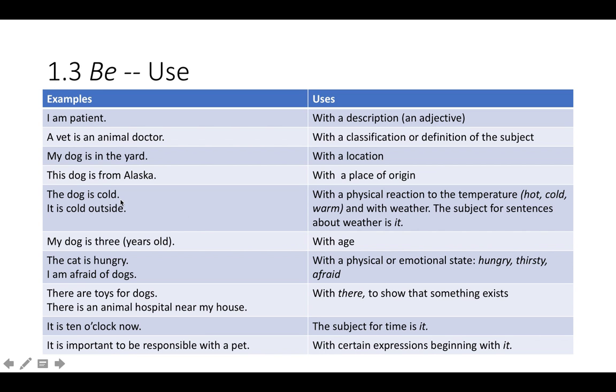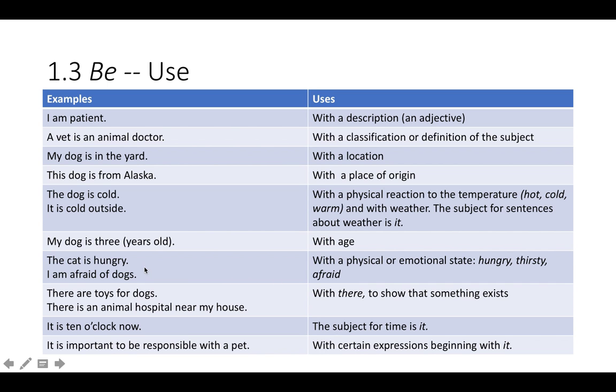Okay. Now with sentences like the dog is cold, it is cold outside, I'm talking about physical reaction to temperature or with weather. I'm talking about something being cold, hot, warm. And notice that when I talk about the weather, I often use this it. It is cold. It is hot. It is windy. I'm describing the weather with it. And then the verb to be.